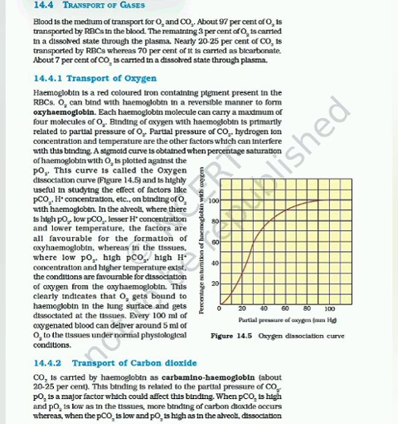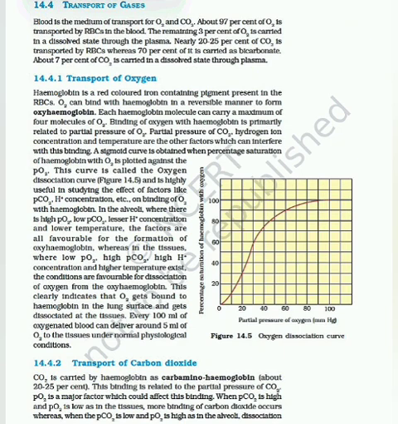Transport of gases. Blood is the medium of transport of oxygen and carbon dioxide. About 97% of oxygen is transported by red blood cells, RBCs, in the blood. The remaining 3% of oxygen is carried in a dissolved state through the plasma. Nearly 20 to 25% of carbon dioxide is transported by RBCs, whereas 70% of it is carried as bicarbonate. About 7% of carbon dioxide is carried in a dissolved state through plasma.